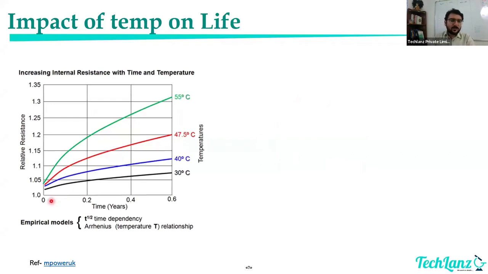So if you see this over a period of time, with respect to temperature, if you see the relative resistance, okay, you can post your questions in the chat box. With respect to time, the resistance keeps on increasing. This is time, this is resistance, and this is for 55 degrees centigrade. If you keep on operating your cell at 30 degrees centigrade, the resistance increase is very nominal. But if you keep on operating your cell at higher temperature, the resistance keeps on increasing with time, and eventually the capacity degradation also happens. I'll talk about it in the next slide.